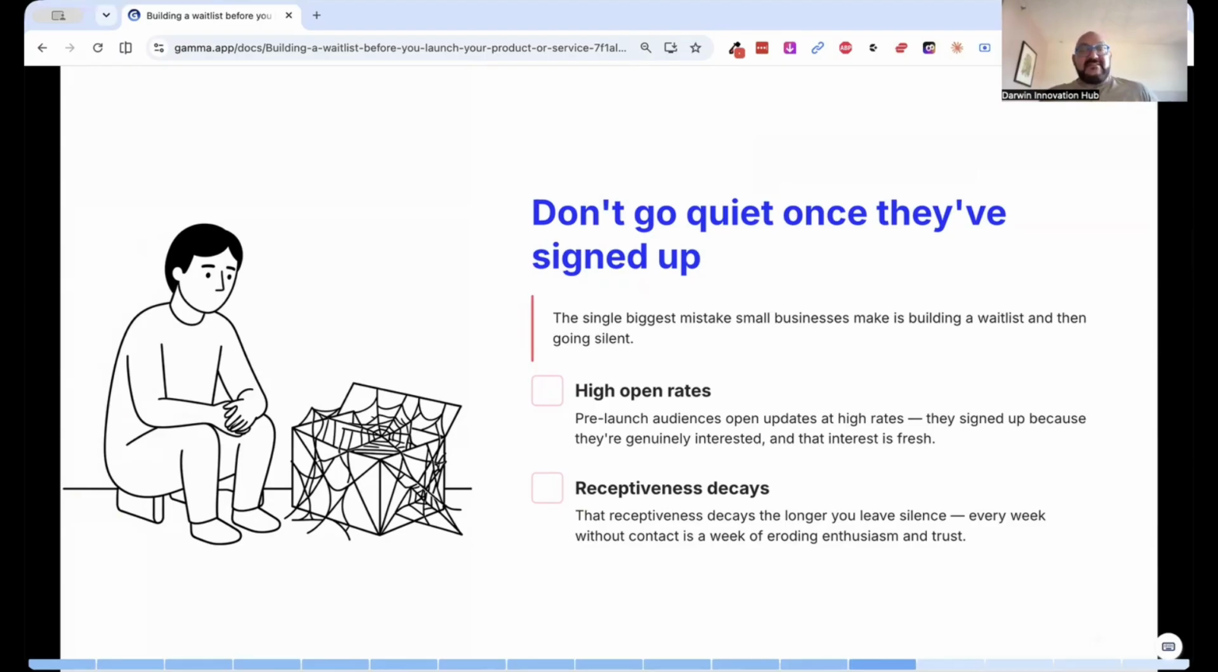But receptiveness does decay. The longer you leave silence, the more irrelevant you become to them. So come in every week with a very small update. This is what we did. It could be sharing what you've done so far. This is what we did this week. Here's a photo of me building the thing.